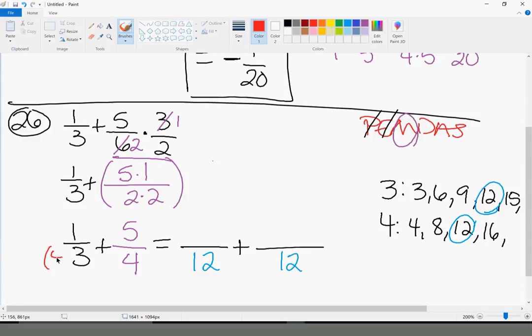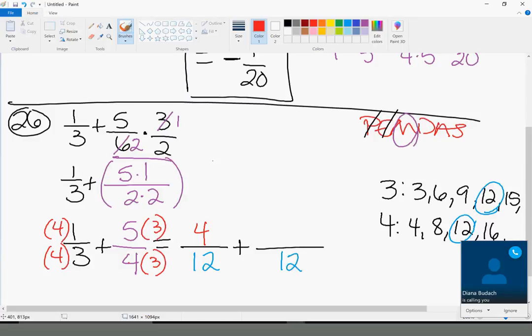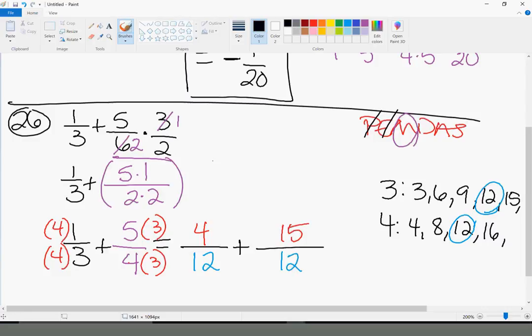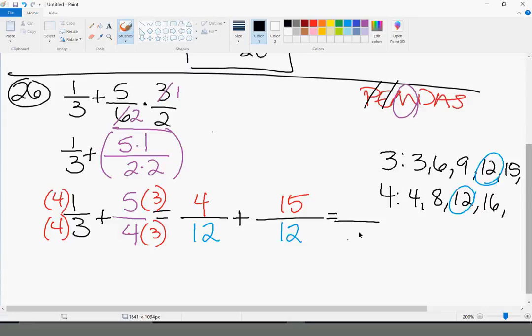So now 3 times 4 is 12. So I'm going to multiply the top by 4 as well. So 4 times 1 is 4. And 4 times 3 is 12. So I'm going to multiply the top by 3 as well. Okay, so 5 times 3 is 15. So now that we have those common denominators, we're going to keep that denominator and combine the top. So 4 plus 15 is 19. So we have 19 over 12. That's going to be our final answer.